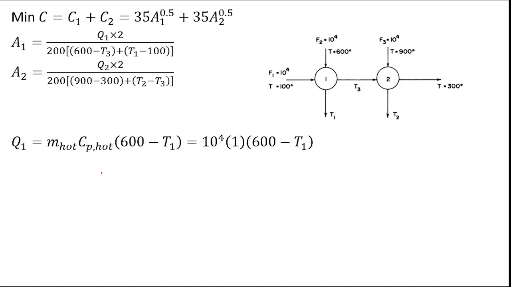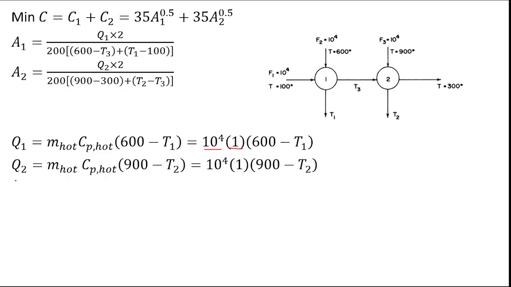Now let's find the Q expression. So we could have decided to use the hot stream or the cold stream. It doesn't really matter. So we can say Q1 is equal to M hot Cp hot 600 minus T1. So it's M hot Cp hot, then just the change in temperature for the hot stream. So it was coming in at 600, coming out at T1. So 600 minus T1. And the question told us the value of the mass flow for all streams and then the Cp for all streams. So we can just put that in at once. Then we can do the same thing for heat exchanger 2. So the mass flow of the hot stream coming in and then the Cp of that stream, then the temperature difference, which is 900 minus T2.